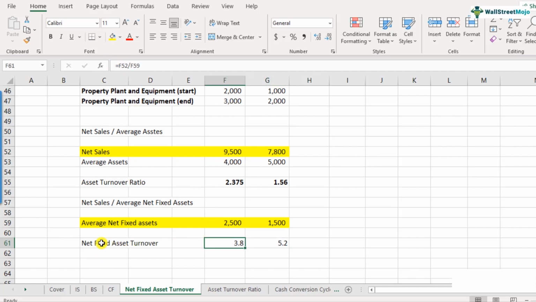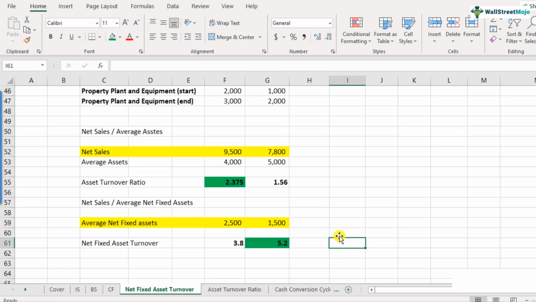So as you can see here, we have a totally opposite situation to look at. On one side, the asset turnover ratio of company A was higher, and on the other side, the net fixed asset turnover ratio of company B is higher, right? In terms of interpretation, what we can say here is that company B is doing exceptionally well in order to generate sales from its fixed assets.